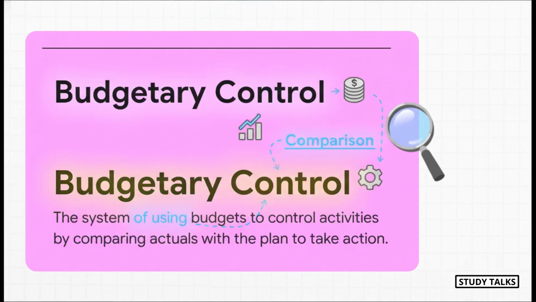And that brings us to the big one, budgetary control. Now, this isn't just about making a plan and forgetting about it. This is about using the plan. It's an active, ongoing system. You make the budget, then you constantly check your actual results against it. When you see a difference, you figure out why and you take action to get back on track. So remember this flow: budget, then comparison, then control.